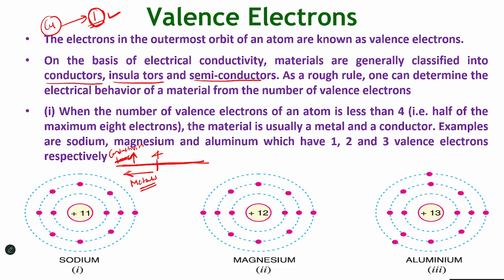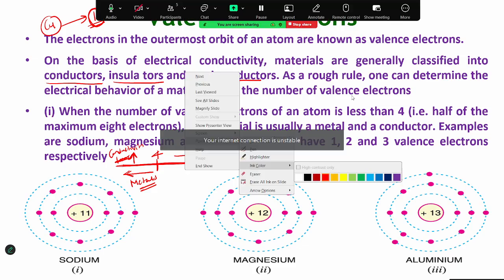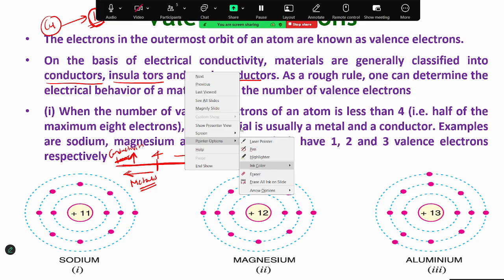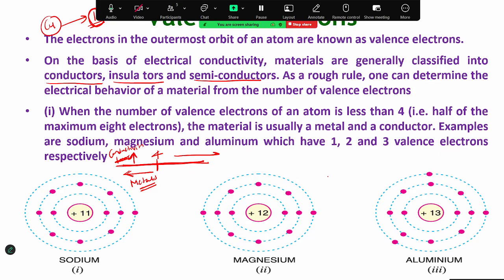Conductivity decreases. Yes, conductivity decreases, and these are nothing but non-metals. These are nothing but what? Non-metals. And if you have the valency 4, these are nothing but what?